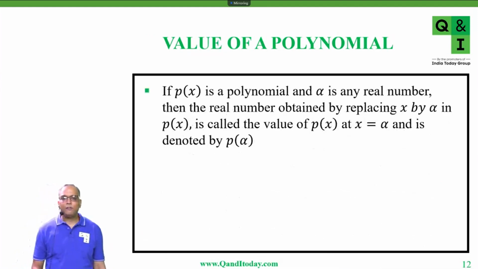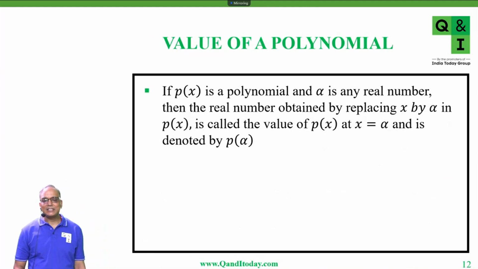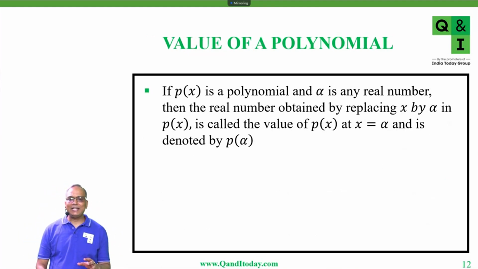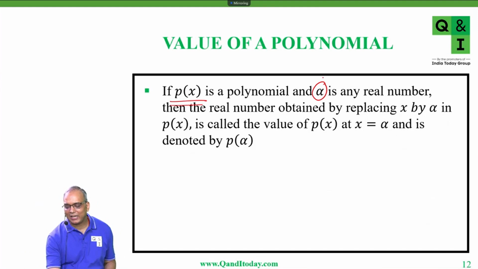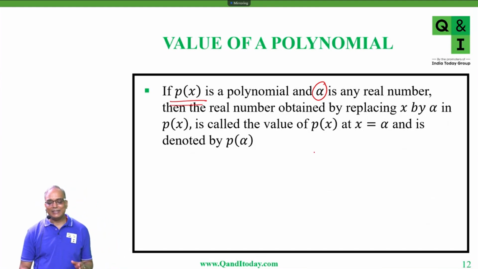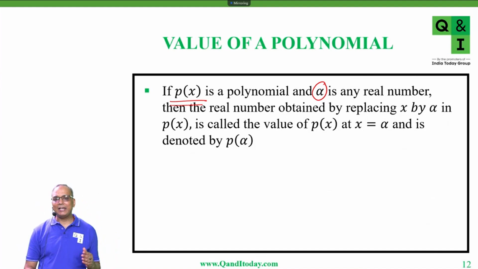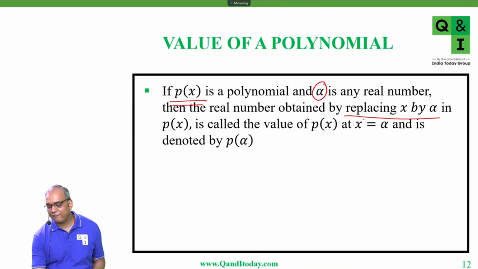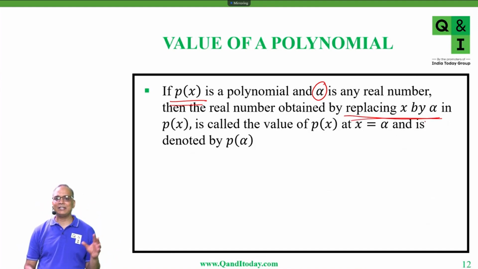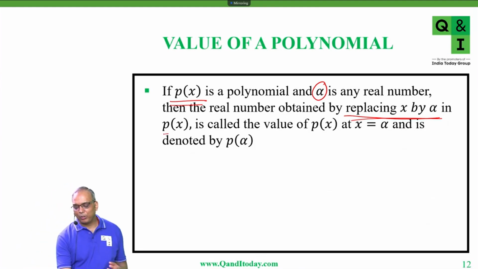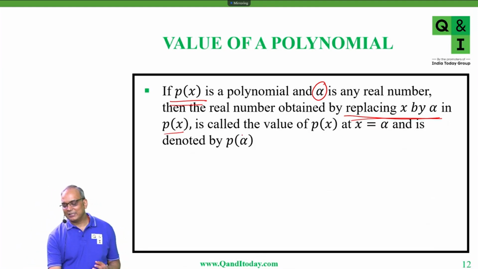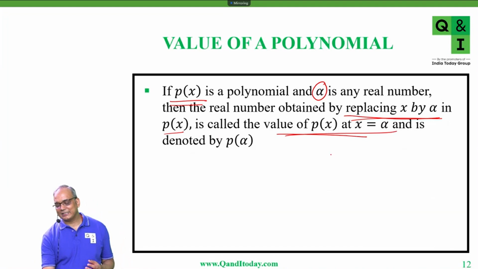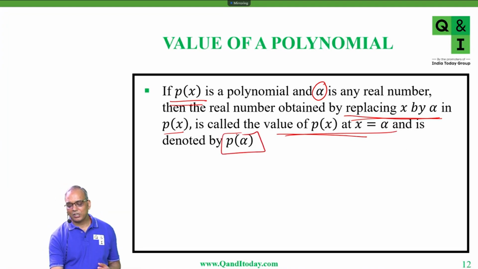Now, value of a polynomial. So if p(x) is a polynomial and alpha is any real number, then the real number obtained by replacing x by alpha, wherever you have x, if you replace it by a value alpha in the polynomial p(x), this is called the value of p(x) at x equal to alpha and it is denoted by p(alpha).